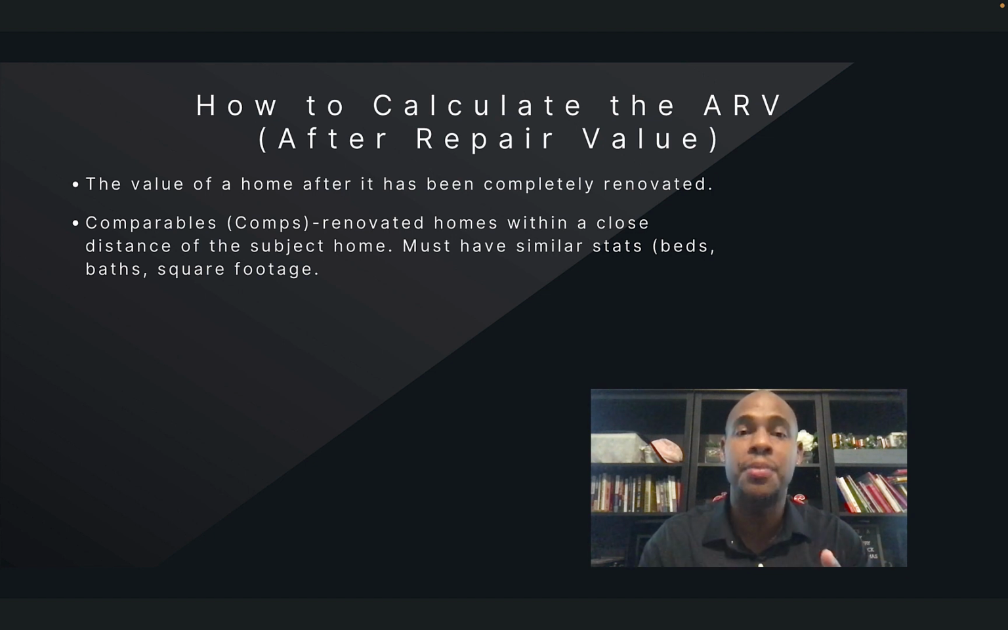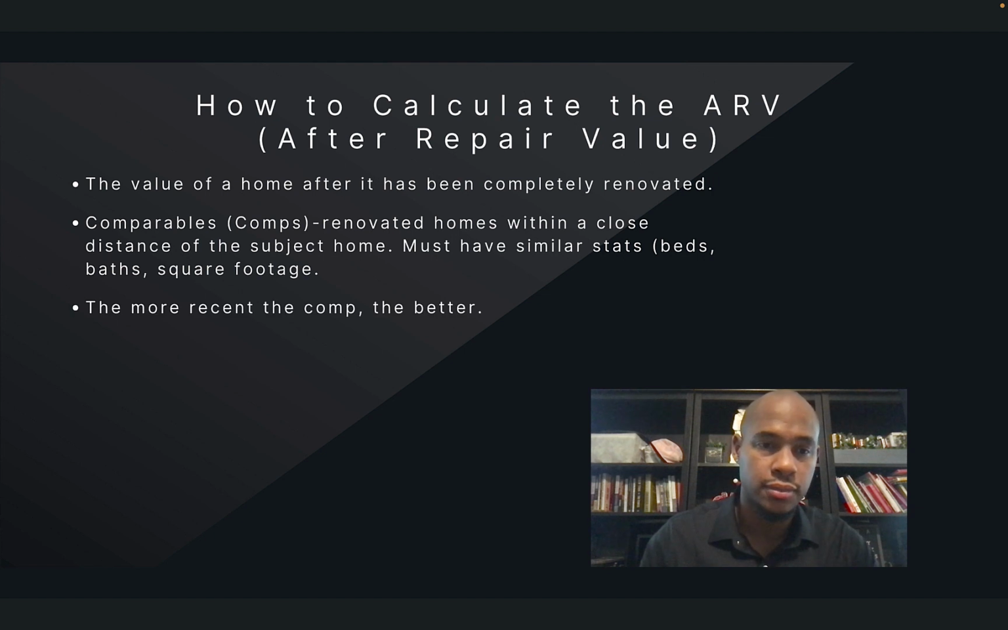And when you're comping, you want to use homes that have similar stats, right? You want to use homes that have similar beds, baths, square footage. We don't want to comp 1,000 square foot home with a 3,000 square foot home. That's not a comparable. They don't compare. So we want to use those similar homes with similar stats.